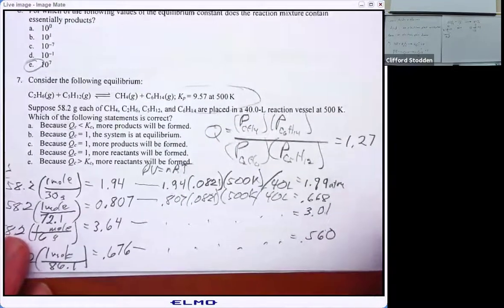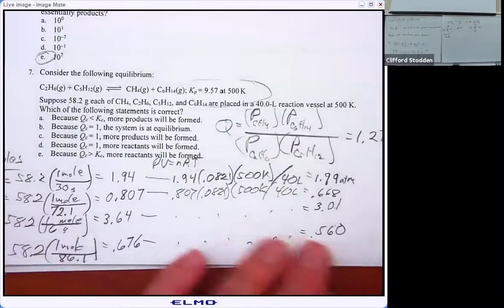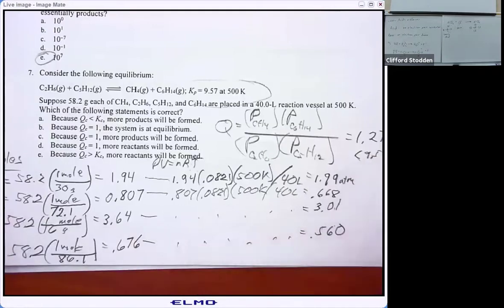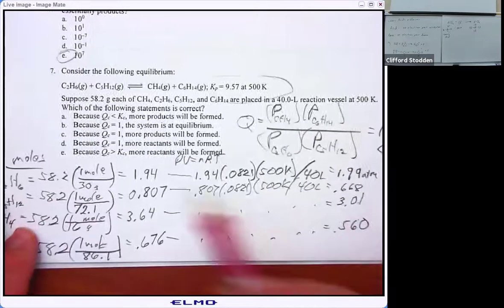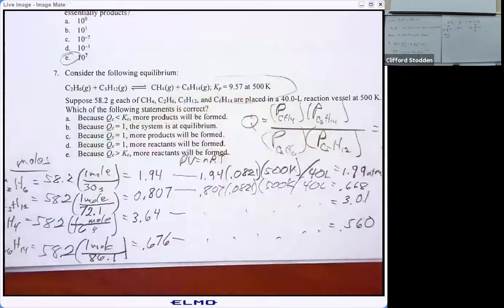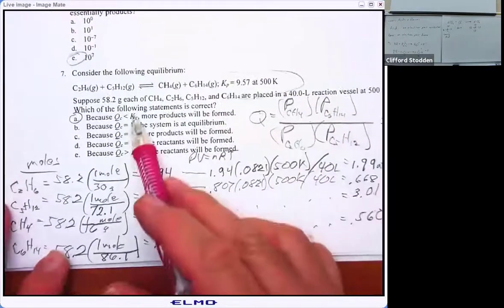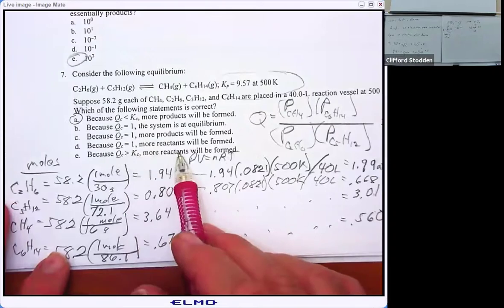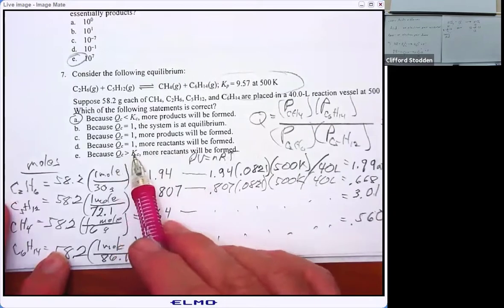We see that Q is less than K. Okay, so 1.27 is less than 9.57. It's a less than sign. And so that means the reaction is going to go forward. Anytime Q is less than K, the reaction goes forward. So Q less than K, more product will be formed. That would be the correct answer. There's also an answer here, Q greater than K, more reactants will be formed. That would be true if Q was greater than K.